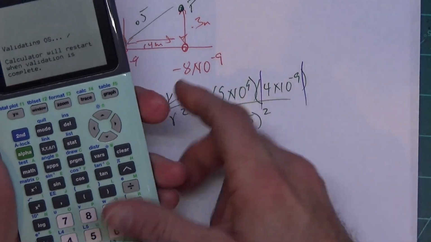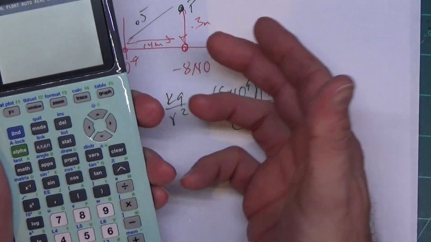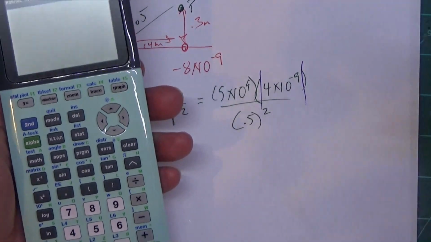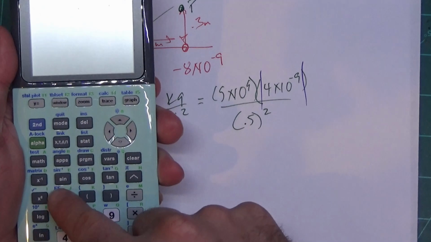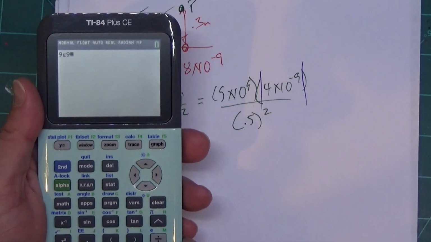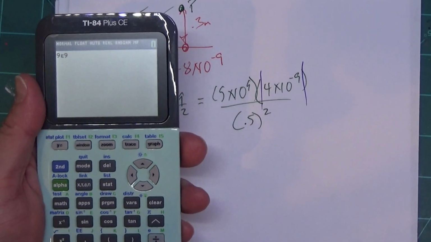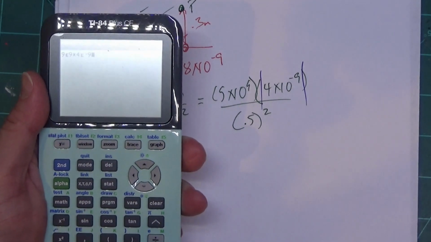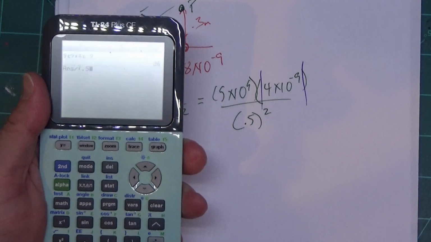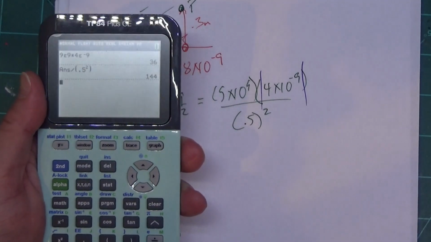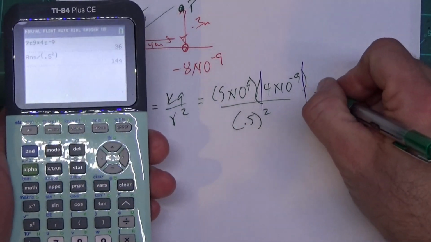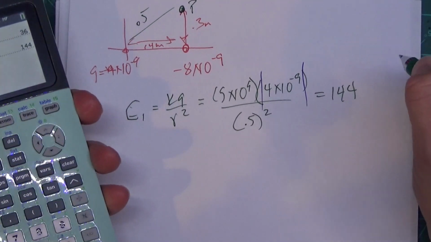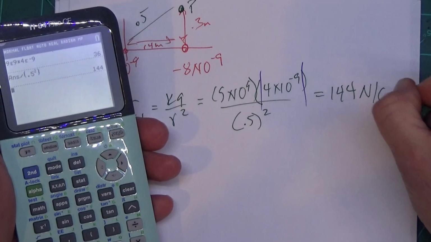So grabbing my calculator here. That's always fun to have when you turn your calculator on. So turn my calculator on, 9 E to the ninth, times 4 E to the negative ninth, and we're dividing it by 0.5 squared. I get 144. So the electric field due to point charge 1 at P is 144 newtons per coulomb.